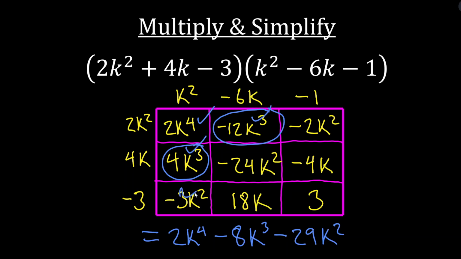So where are we at so far? We did that. We did both of these. We did all 3 of these. And now we're left with 18k and negative 4k. We can combine those. That's 14k. And then plus 3 at the end.